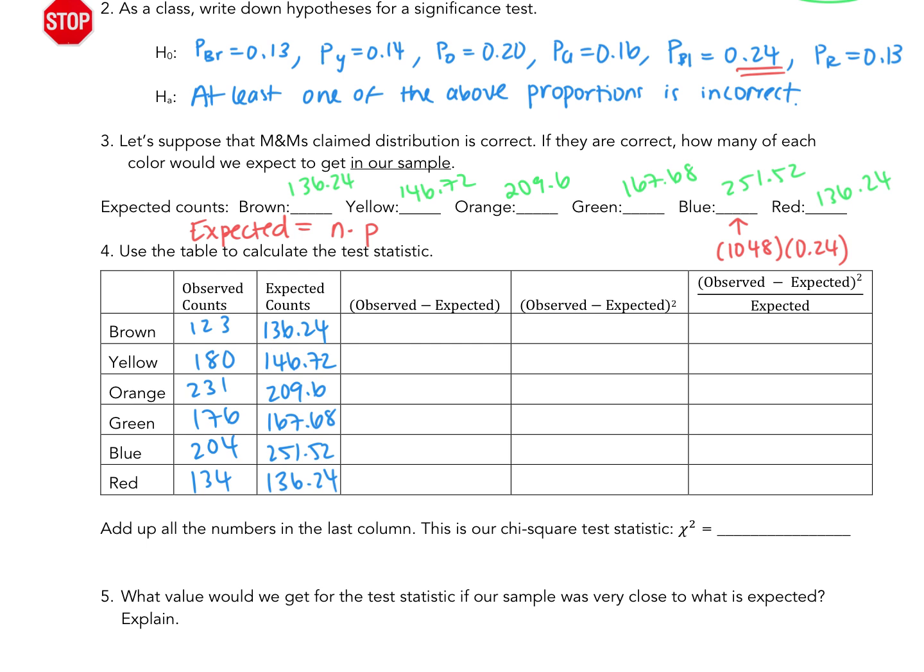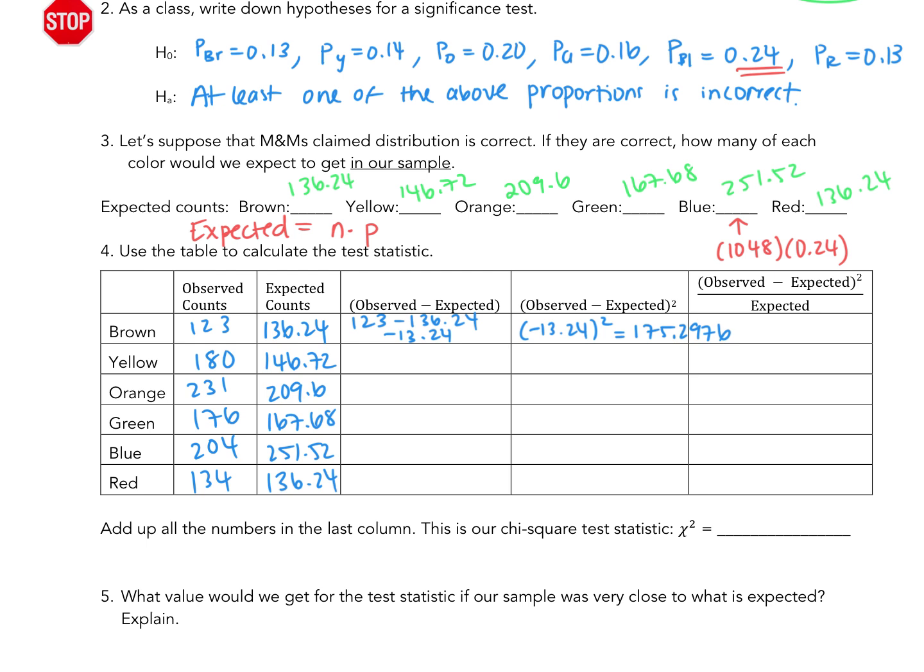Okay, you are going to take a few minutes to fill out the rest of this table. I'm going to do the first row with you. So it says observed minus expected. So I would do 123, subtract 136.24. So I get negative 13.24. Then I'm taking that value and squaring it. So that is 175.2976.